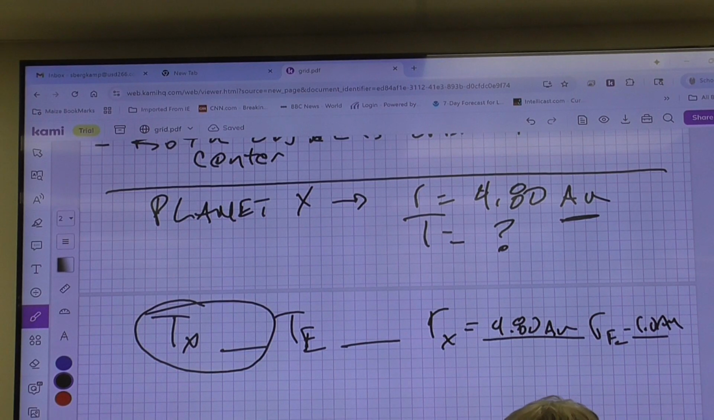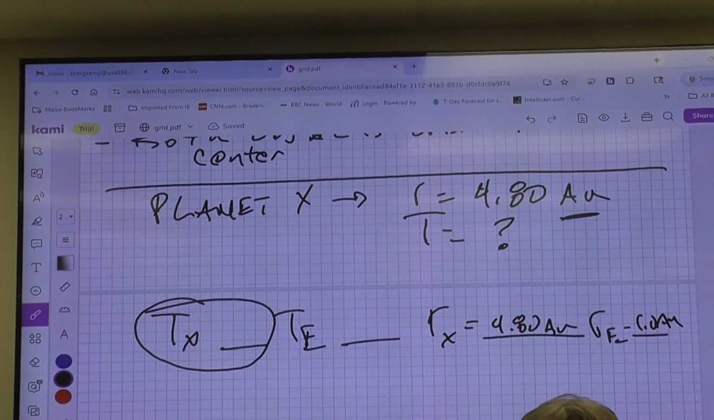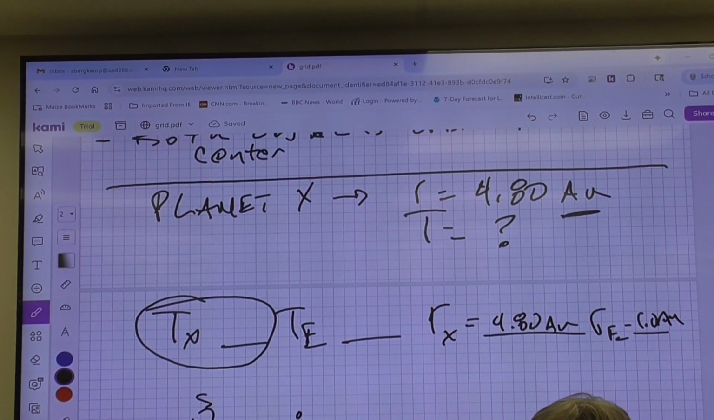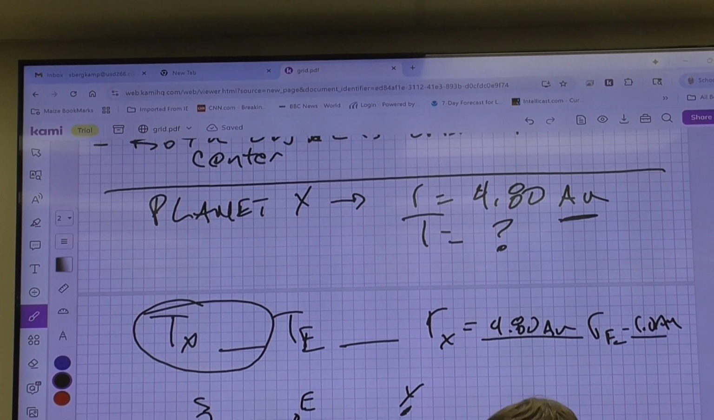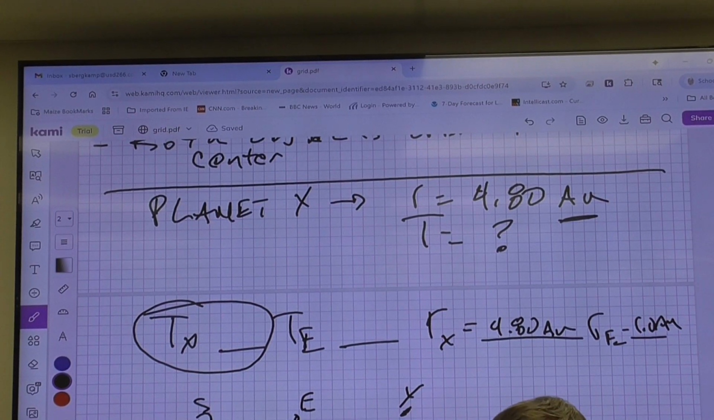Now, before you do any math, let's think this through. We're saying here's the sun, here's the Earth, here's planet X. Is the period of planet X going to be bigger or smaller than the period of the Earth? Bigger, because it's further out. Farther out you go, the longer it takes to go around, which is why Mercury is so fast, because it orbits so close to the sun.